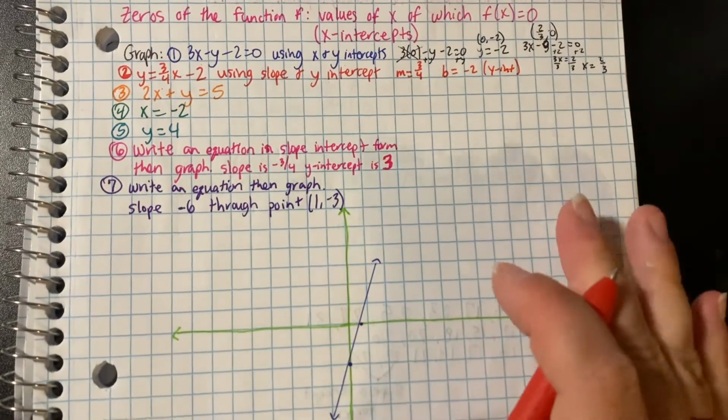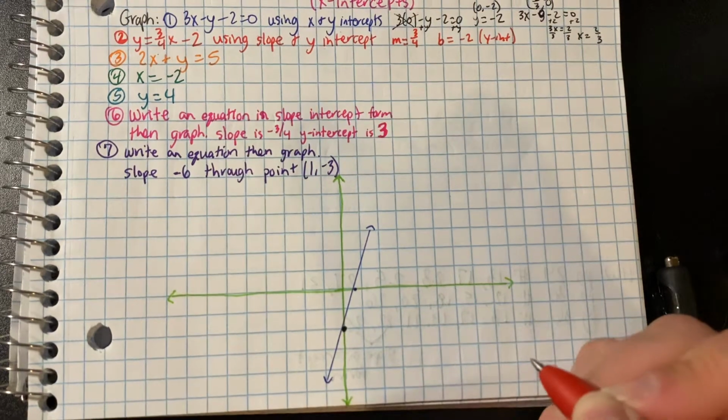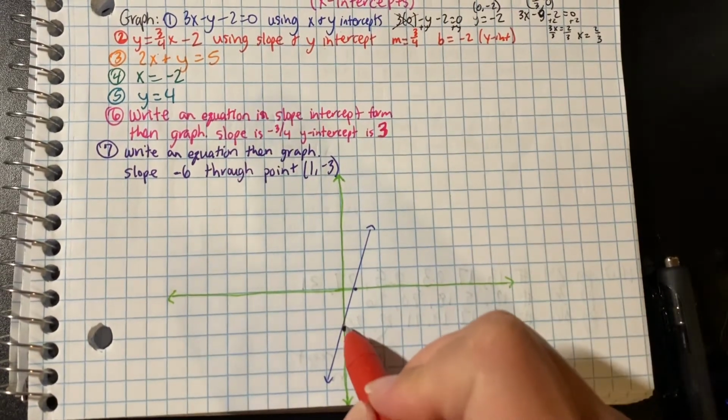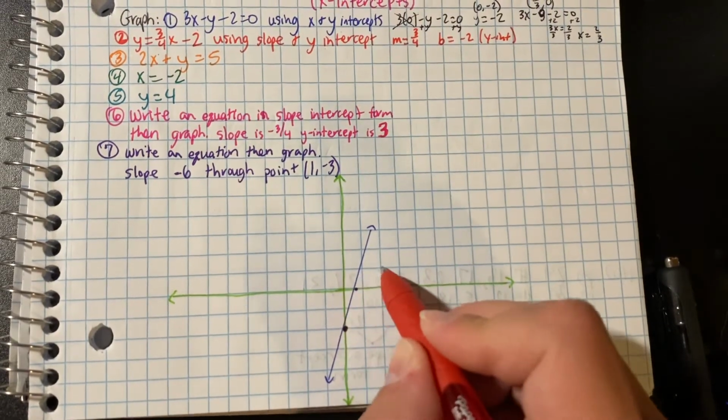All right, so we're going to plug that on my graph. So I'm going to plug my y-intercept of -2. Funny, it's the same point. And I'm going to go 3/4. So I'm going to go up 3. 1, 2, 3 over 4. 1, 2, 3, 4.